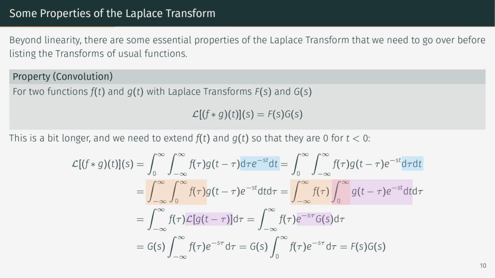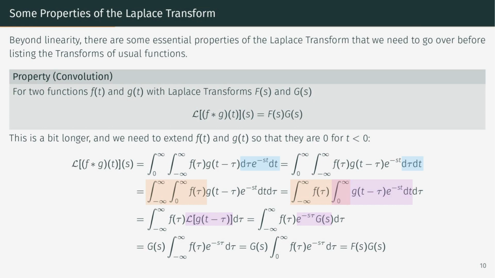Moving from the second to the third line, we're going to replace the second integral, or the integral of g of t minus tau times e to the negative st d tau dt from 0 to infinity, with the Laplace transform of g of t minus tau. Thus, in the third row, we get the integral of f of tau times the Laplace transform of g of t minus tau d tau from negative infinity to infinity.